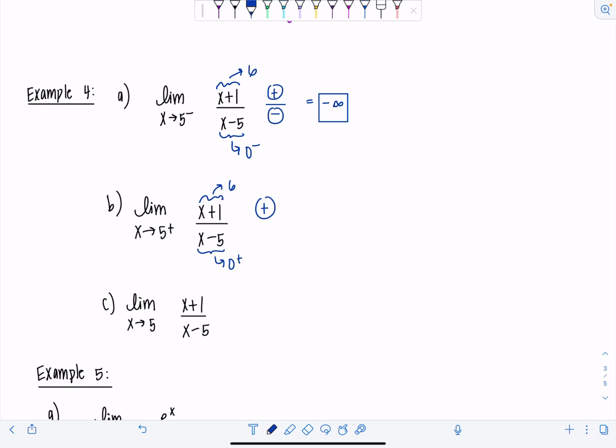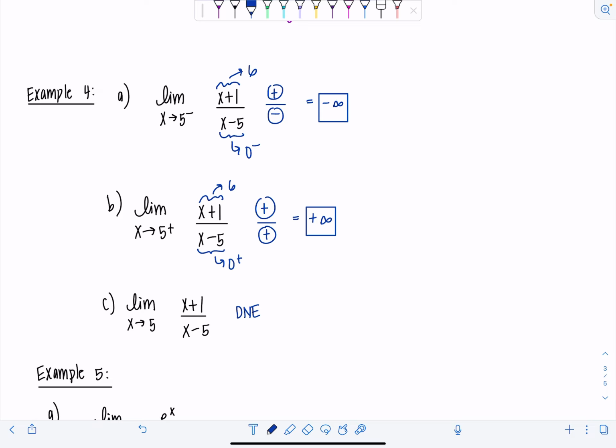So think 5.1, 5.01. So the denominator is positive as well. So we have positive over positive. This is going to be positive infinity. Okay, good. Then last limit here, as x approaches 5 of x plus 1 over x minus 5. Well, notice again, the limit from the left side of 5 does not equal the limit from the right side of 5. So this does not exist.